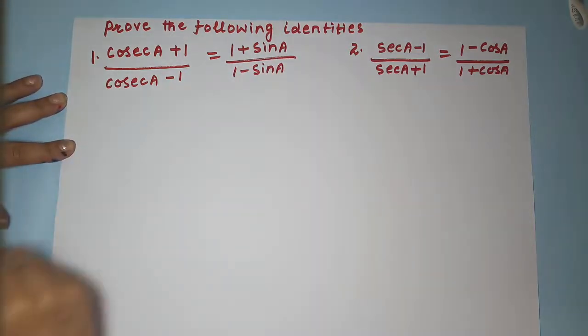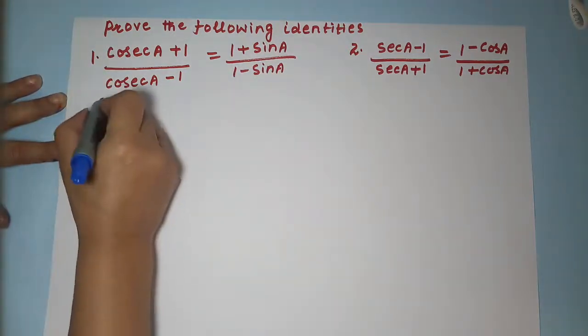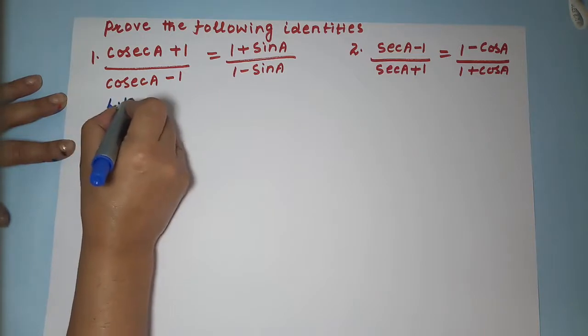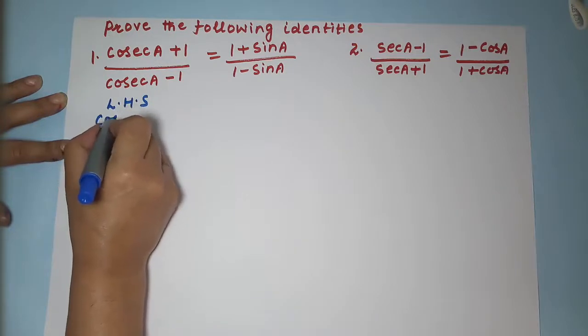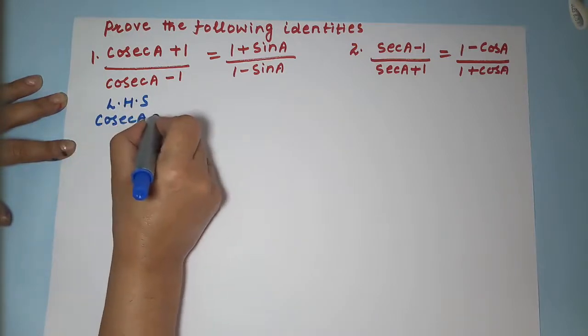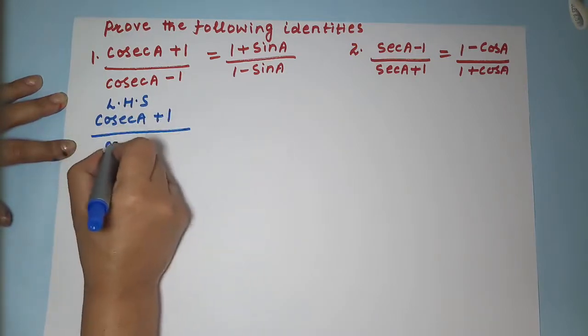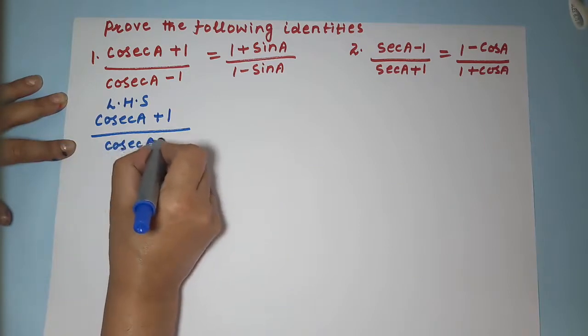So what will I do? I will choose to solve left hand side. So I will write LHS here clearly and then write it again. So this is cosec A plus 1 upon cosec A minus 1.